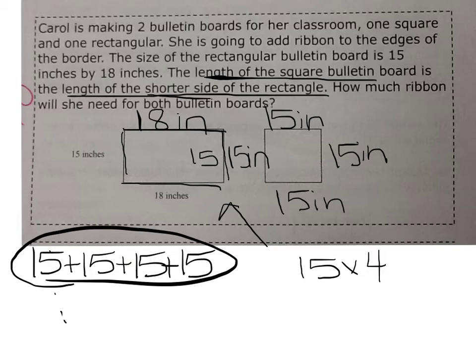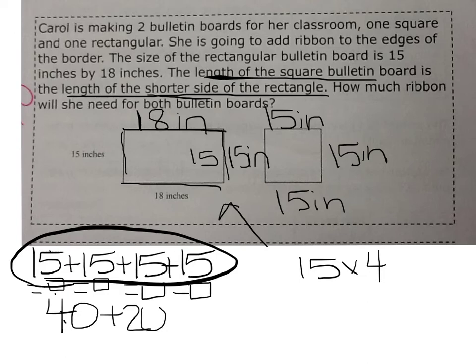I have 10 plus 10 plus 10 plus 10. And I know that 4 groups of 10 would equal 40. Now I look at my ones. I have a 5 plus a 5 plus a 5 plus a 5. Skip counting, I know 5, 10, 15, 20 would be the value of my ones. I'm going to add those two numbers together, and 40 plus 20 would equal 60 inches.